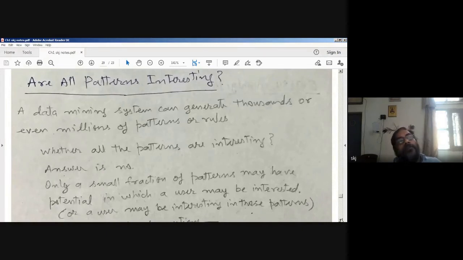Somebody will say, okay, generate only those patterns. Why are you doing this unnecessary exercise? But in practice, can we do it? Is the system or algorithm able to generate only those interesting patterns that you desire? This is one question.